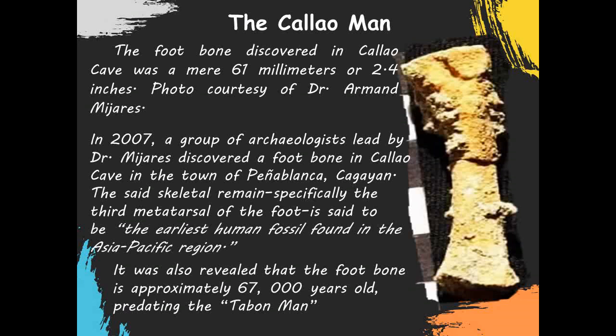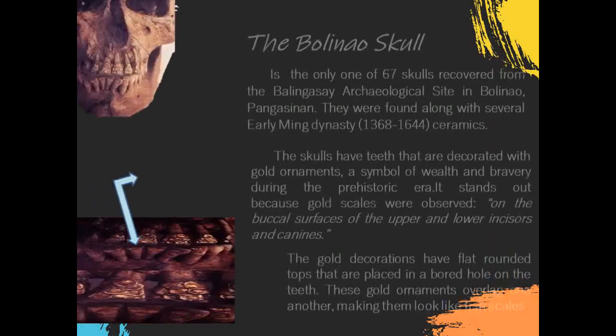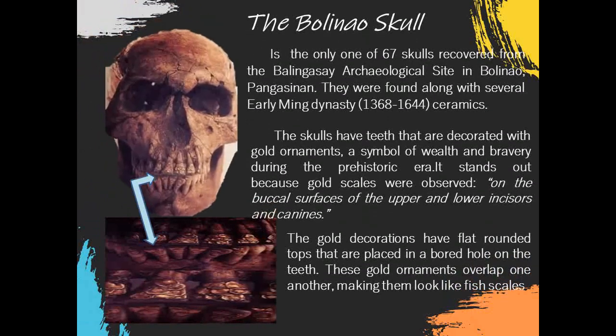The Callao Man. Discovered in Callao Cave in 2007. It's approximately 61 millimeters or 2.4 inches. It is the earliest human fossil found in the Asia-Pacific region, and the bone's age is 67,000 years old, predating the Tabon Man. And the last is the Bolinao Skull, discovered in Bolinao, Pangasinan.